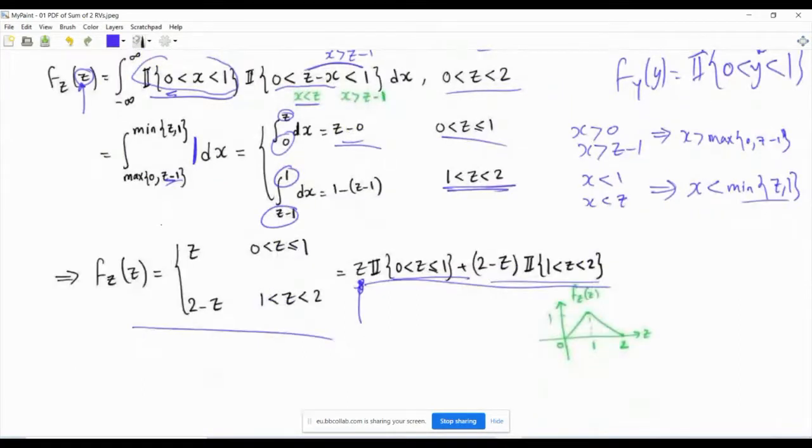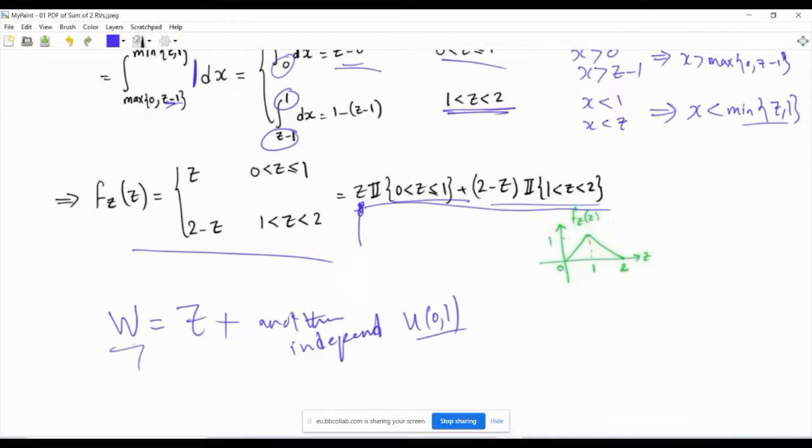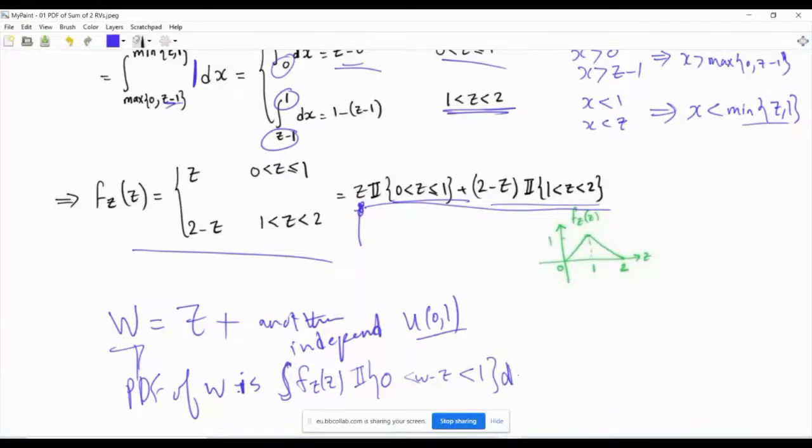Okay. Now suppose that you have W, where W is Z plus another independent uniform 0-1 random variable. So what will be the PDF of W? You need to do another convolution, right? So the PDF of W is the integral of f_Z(z), and then we take the uniform, so it will be the indicator of W minus z in [0,1], and then dz.